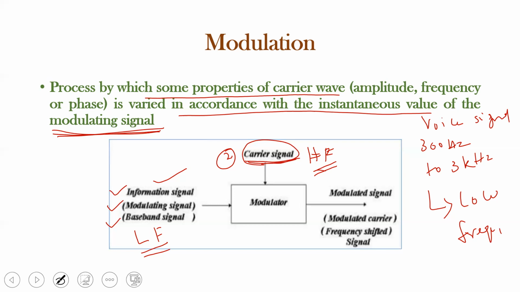The device that performs this process of modulation is called a modulator. To this modulator, we will be applying the message as well as the carrier. The function of this modulator is to change some properties of the carrier according to the instantaneous value of the message so that it can be transmitted over a long distance.